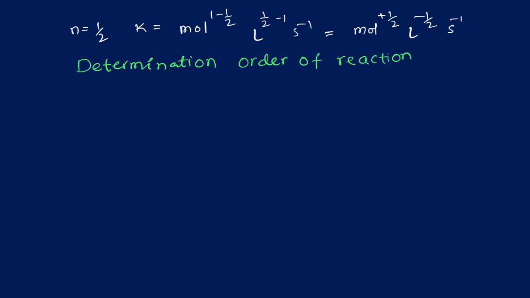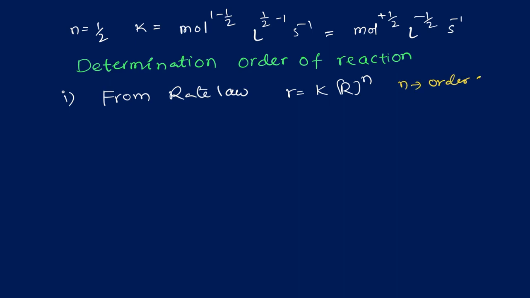Next, determination of order of reaction. So how to determine this order of reaction? First, from the rate law. What is the rate law? R is equal to K reactant concentration power N. So this N is the order of reaction. This N is equal to order of reaction.